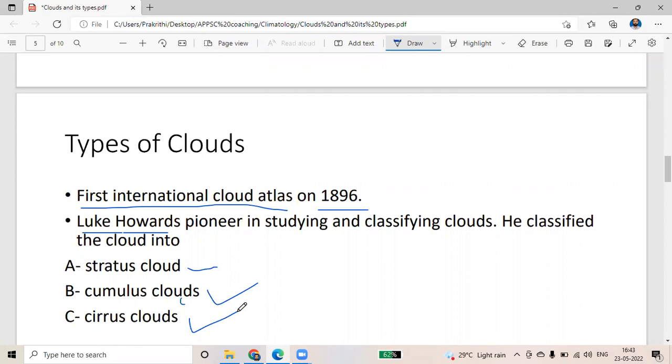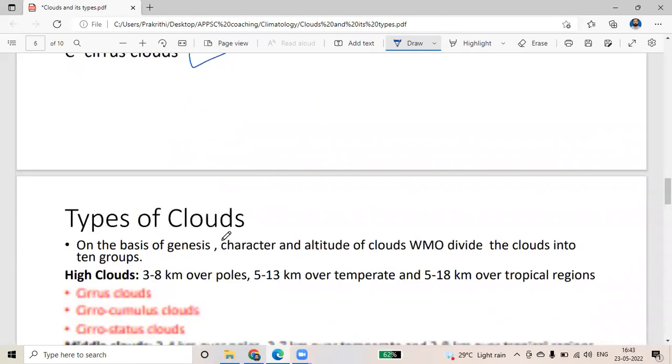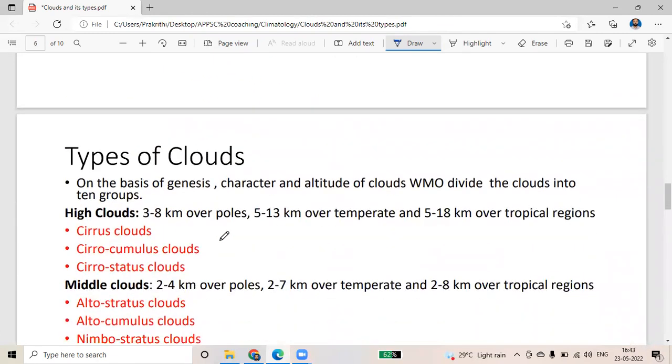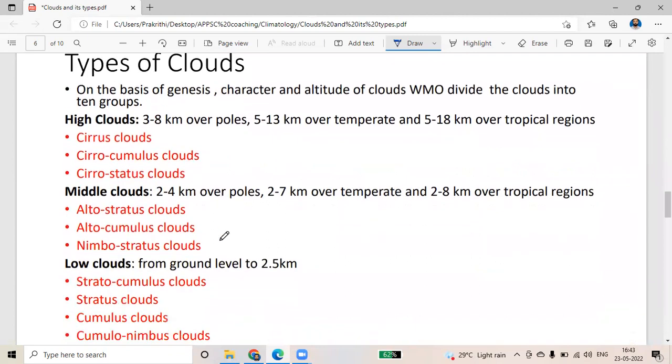It was found out during 1896. That much of a great innovation, not innovation, discovery he has made. So actually, when we talk about cloud types, these are the major cloud types made by the World Meteorological Organization. This consists of mainly 10 clouds.